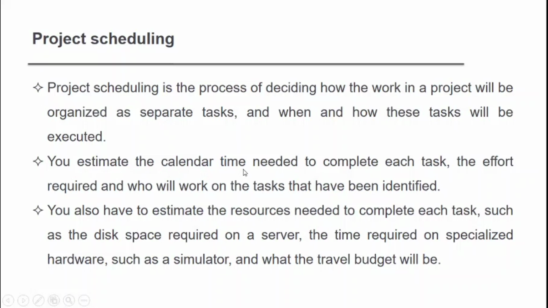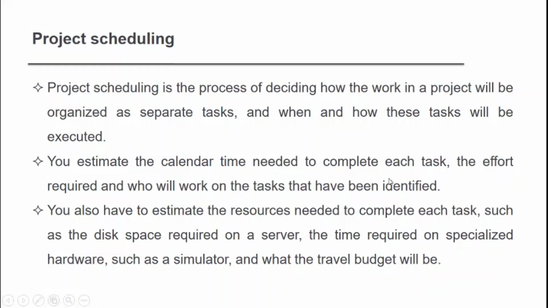You estimate the calendar time needed to complete each task, the effort required, and who will work on the tasks that have been identified. So in project scheduling, you should give something like a calendar of events, like the VTU calendar of events or the college calendar of events, which says when the internals have to be conducted, and when the practical exams and practical internals are. In the same way, during project scheduling, the teams involved in the project, and the modules or components to be completed by each team, are identified.